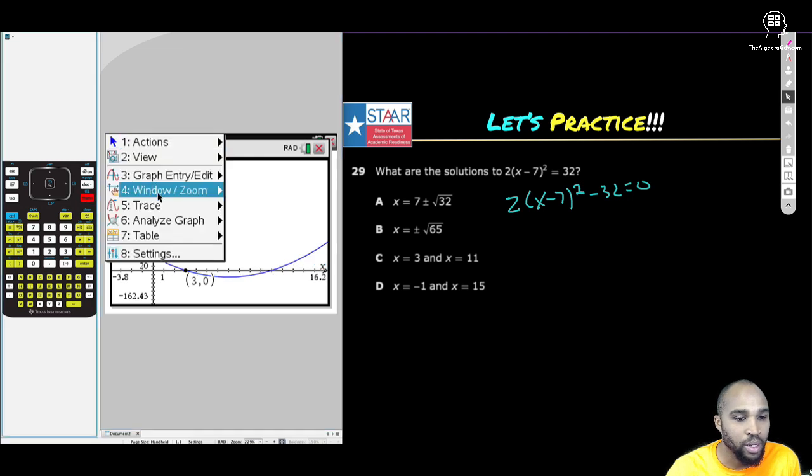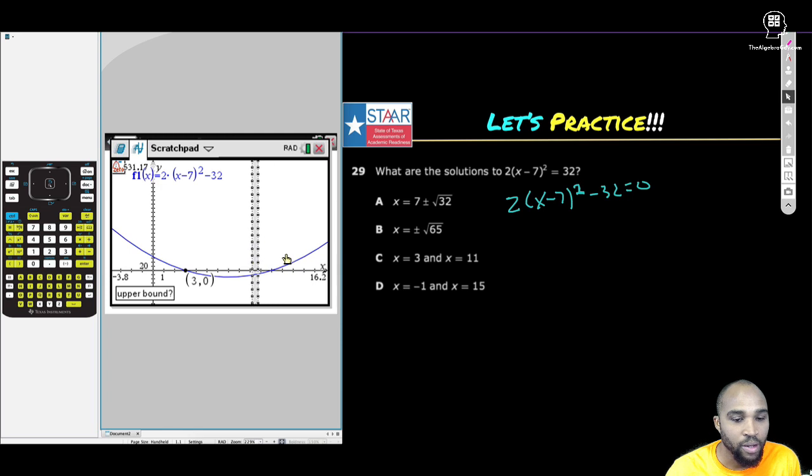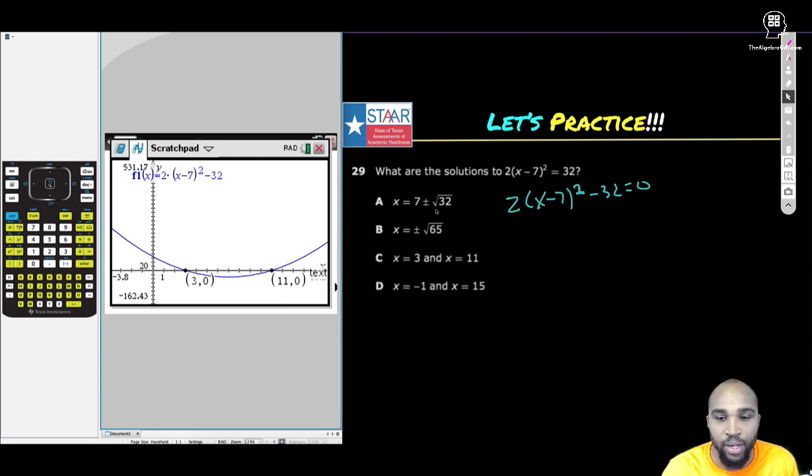But why count when they can tell me exactly what it is? So I'm going to look for the 0, go left and right at that point, and it's 11. So now I know I have solutions at 3 and 11. So all this 7 plus or minus square root of and all that stuff is not even bothering me, because my answers are staring me right in the face.